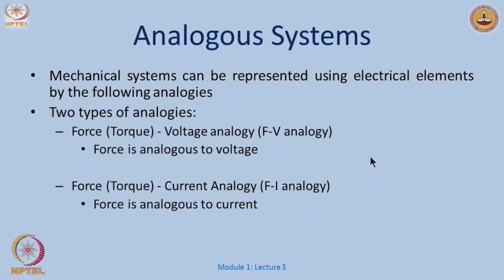We could typically arrive at two kinds of analogies. One would be where the force or the input torque is equivalent to the voltage, which we call the force-voltage analogy or the FV analogy. Or we could also have situations where the force is analogous to current, which we call the FI analogy. Okay, how to establish this?